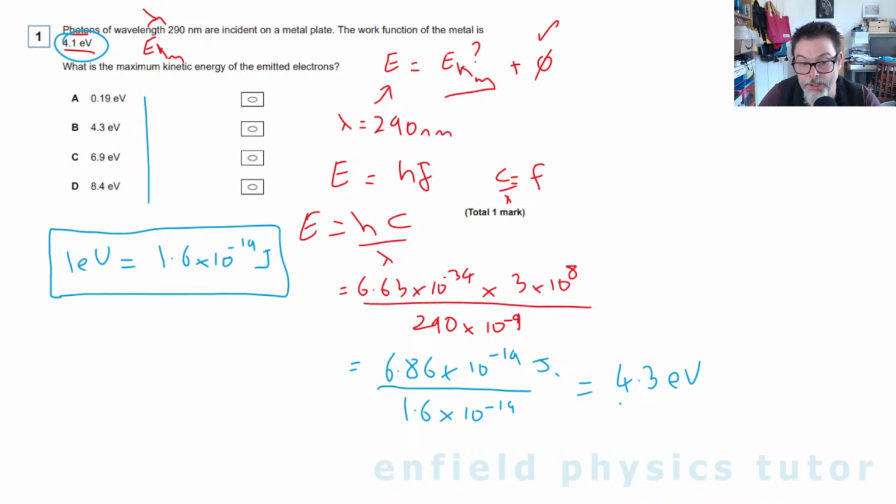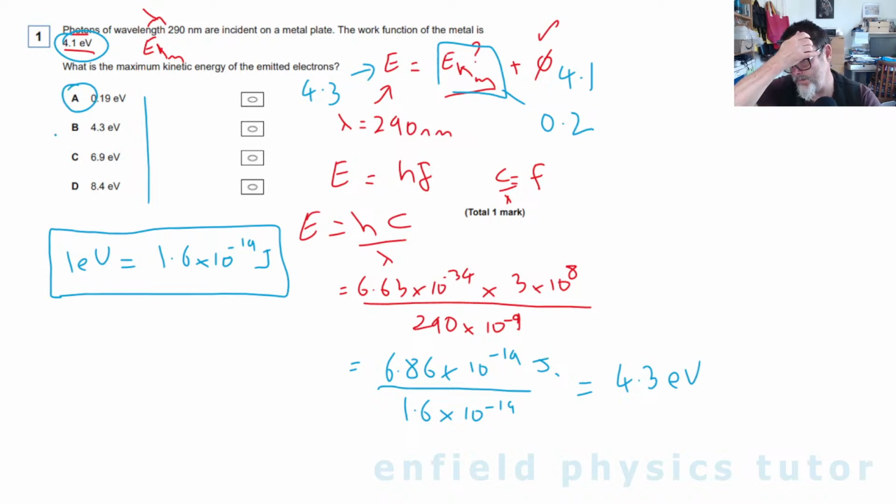So now we can go back to our formula. We now know the work function, it's 4.1. We know the energy coming in, 4.3. Therefore, we can get EK, which for me has come out as 0.2. So we're looking at A.